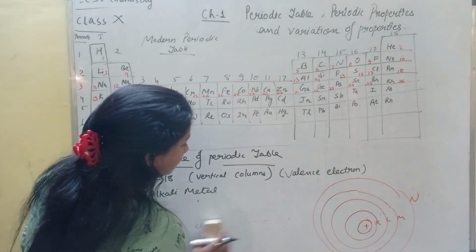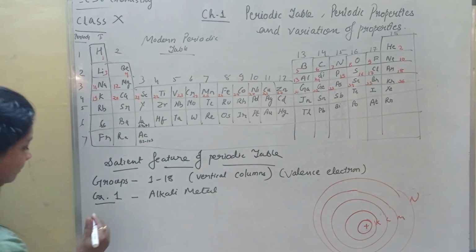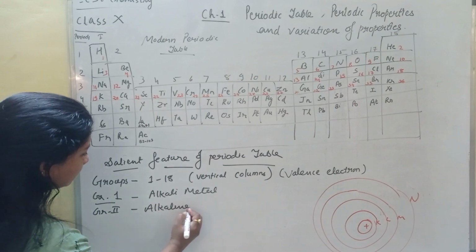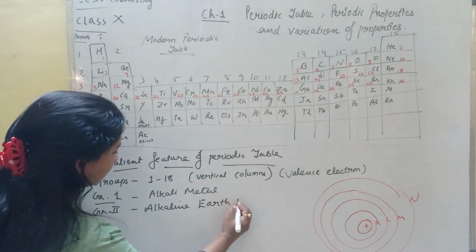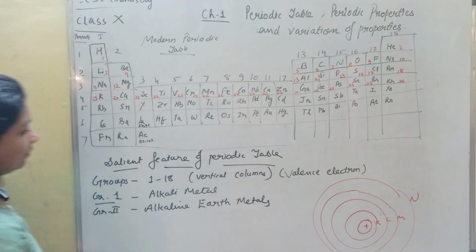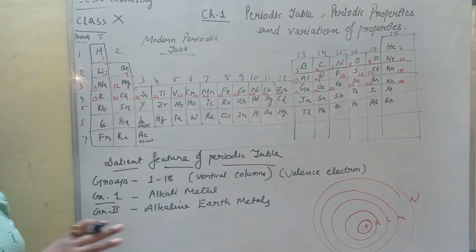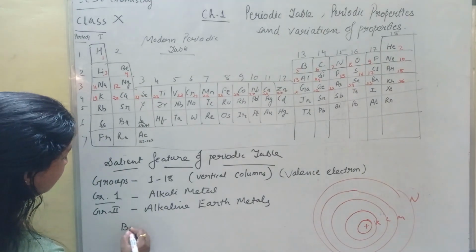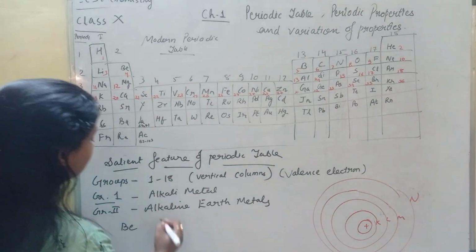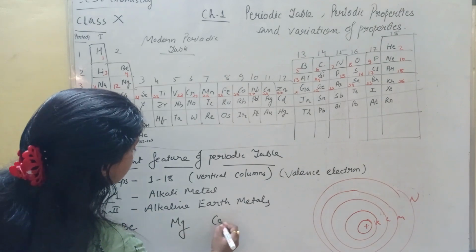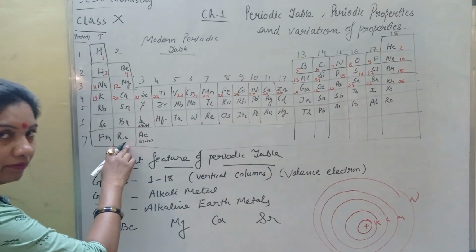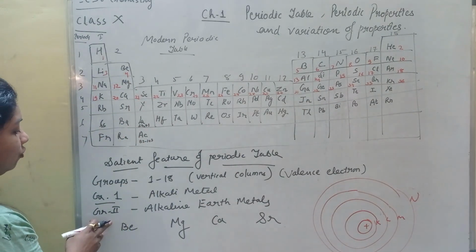Now we'll see second group elements. Group 2, alkaline earth metals. That means first and second group elements are metals. Alkaline earth metals, what are they? Be stands for beryllium, then magnesium, then calcium, then strontium, barium, radium. So these are second group elements.